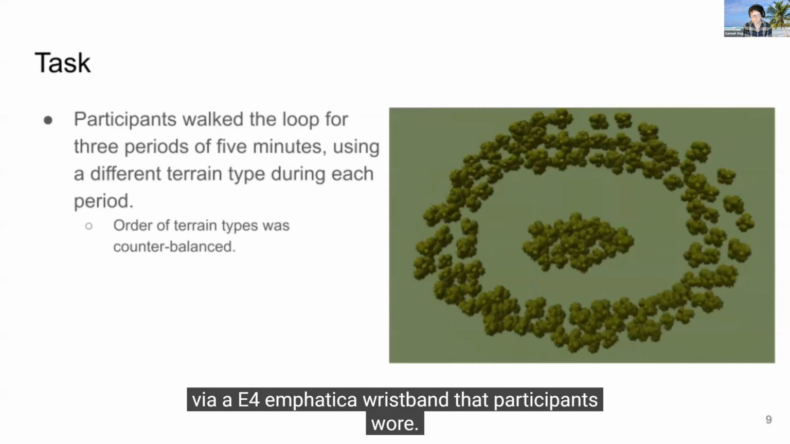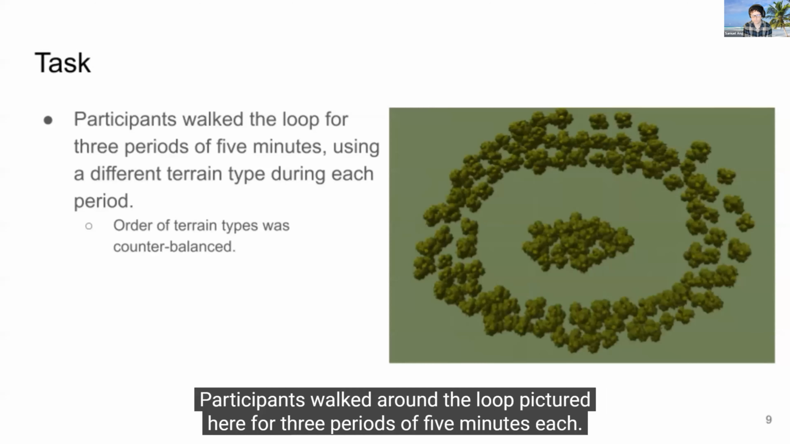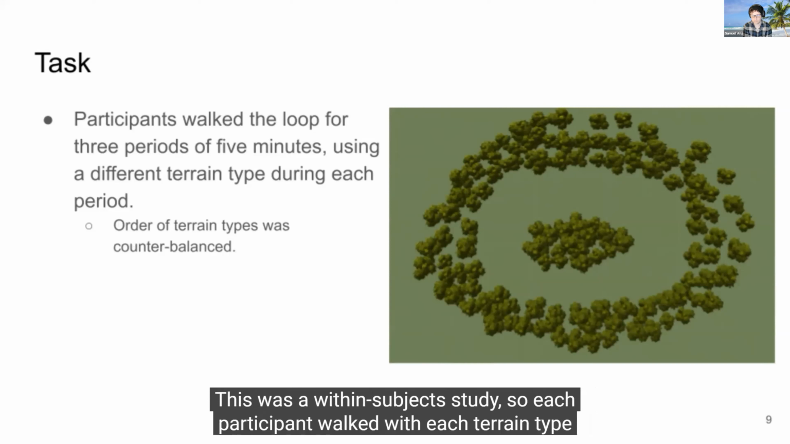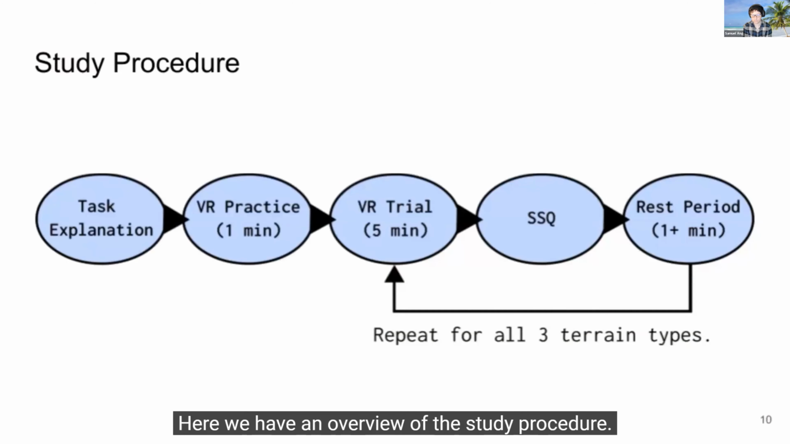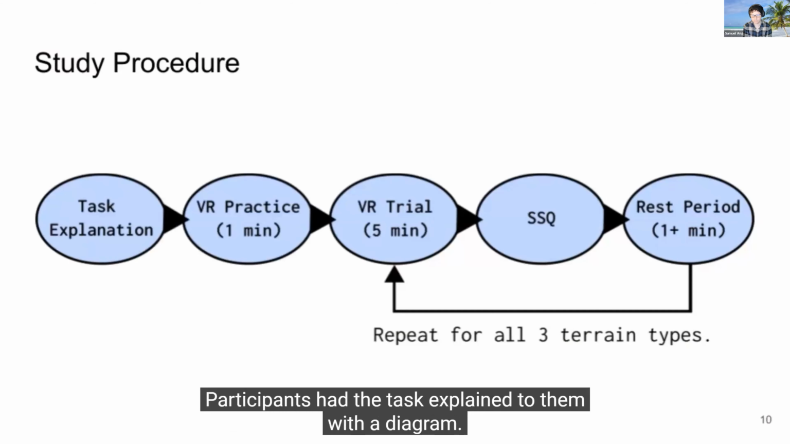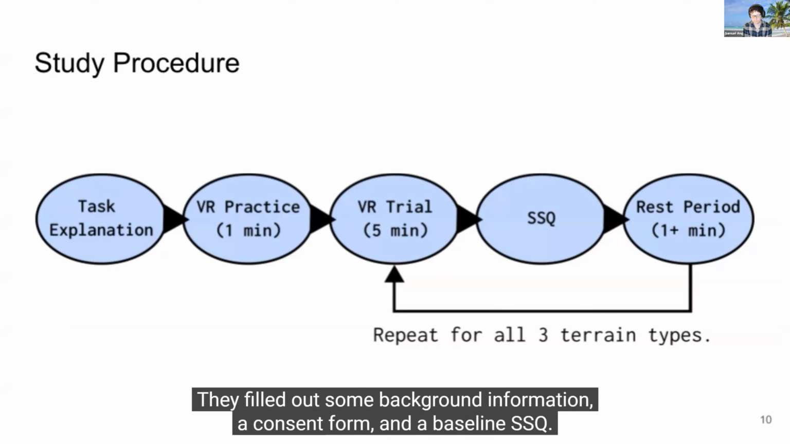they were there. To explain the task further, participants walked around this loop pictured here for 3 periods of 5 minutes each. This was a within-subject study, so each participant walked around the loop with each terrain type present in counterbalanced order. Here we have an overview of the study procedure. Participants first had the task explained to them with a diagram. They filled out some background information, a consent form, and a baseline SSQ.